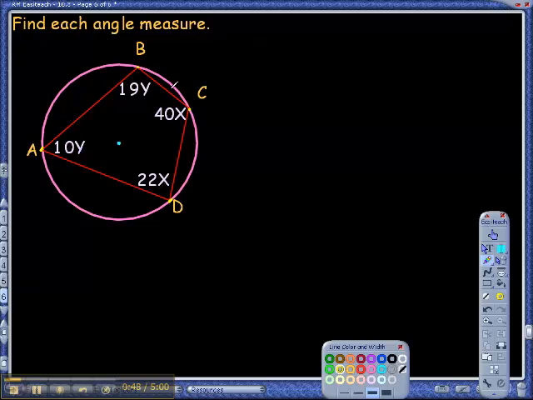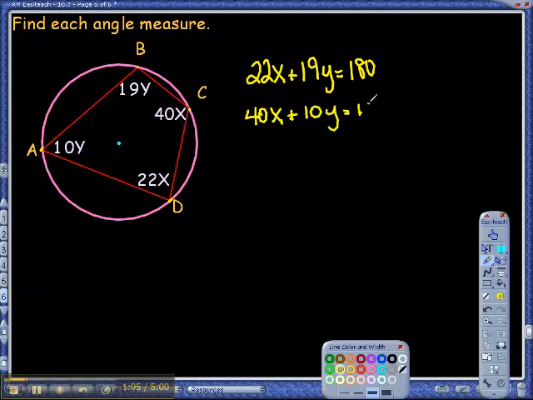So let's write our system. Going with our 2 opposite angles, we've got 22x plus 19y is equal to 180. And the other opposite angles, we could say that 40x plus 10y would equal 180. All right, we've got our system of equations. Now, it does not matter to me if you want to use substitution or elimination. Either one should be perfectly fine here.